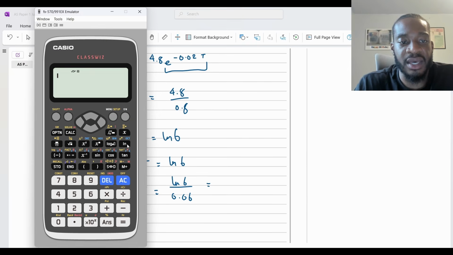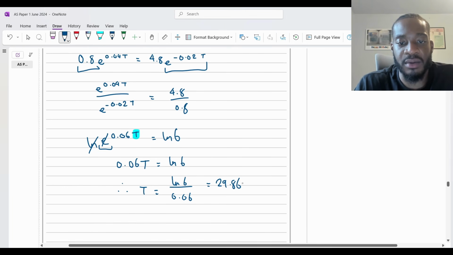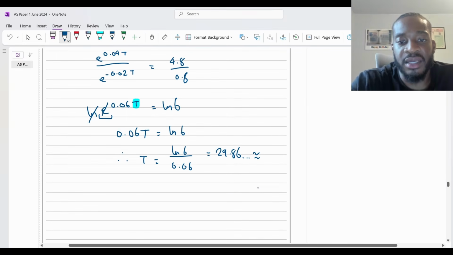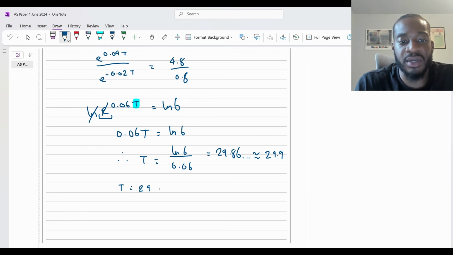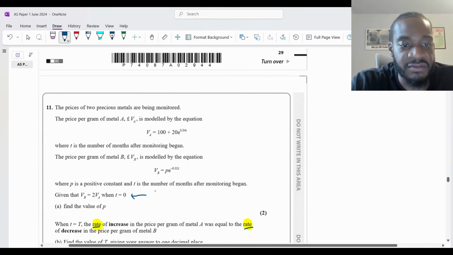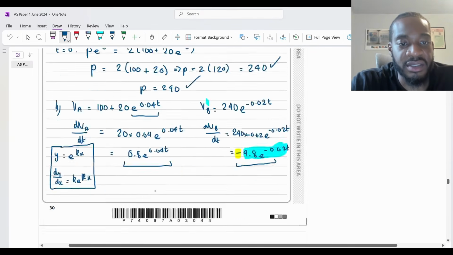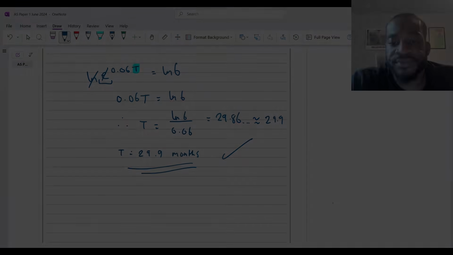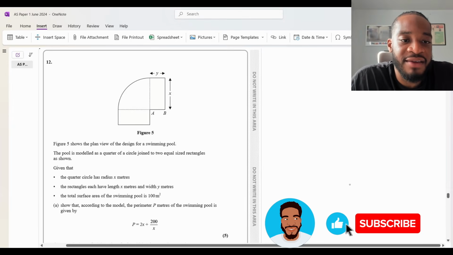So I'll put this into the calculator and see what we get. ln 6 over 0.06 is equal to 29.86, blah, blah, blah. And then what did they want it to? To one decimal place. So that's just going to be 29.9, isn't it? So the answer is T is equal to 29.9. What is this in? Months? Yeah, perfect. It's in months, so 29.9 months. And that's it. Finished.